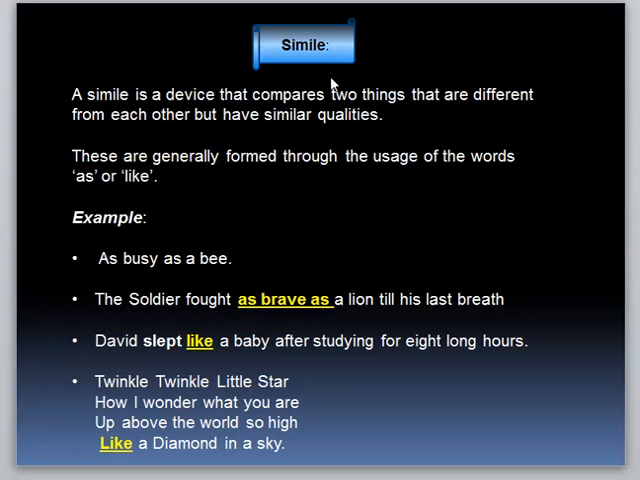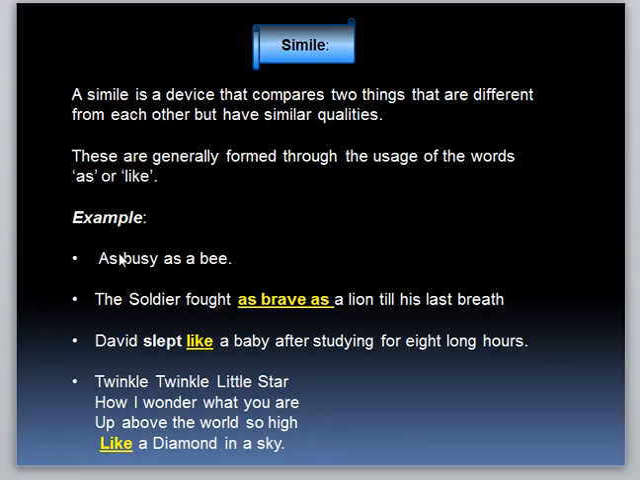So this first device is simile. This is used when you compare two things and you find some similar qualities. When you mention this directly, using the words like or as, these are the words that are used when we compare two things and find some similar qualities.